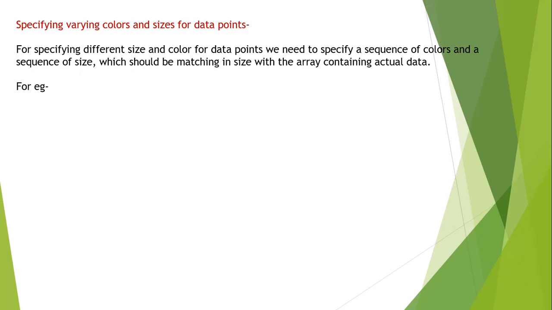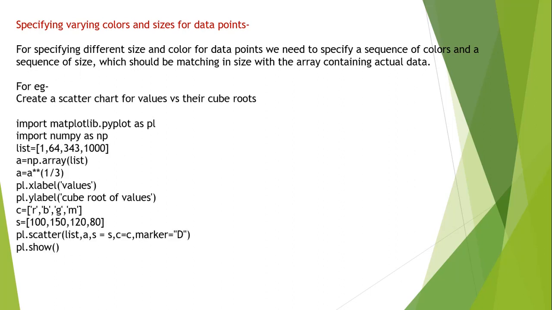Okay. Now let's see an example. It will make it more clear for you. See, create a scatter chart for values versus their cube roots. Now what we have to do is, on a particular axis, we have to give some values, and according to those values, we have to give the cube roots of those values on the other axis. Okay, so how can we do it?